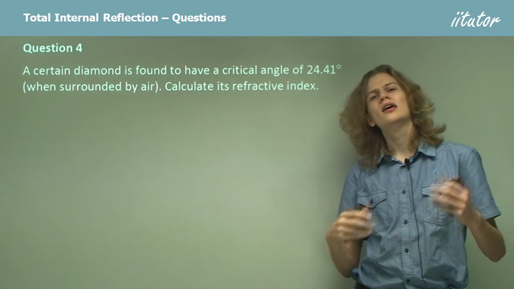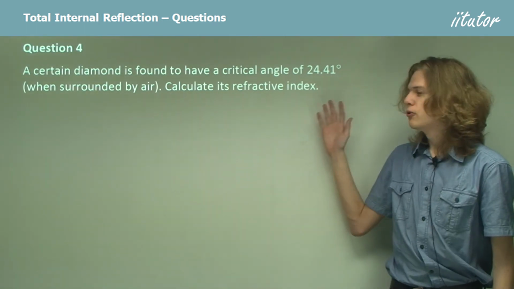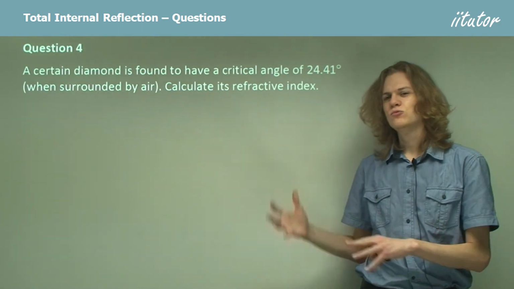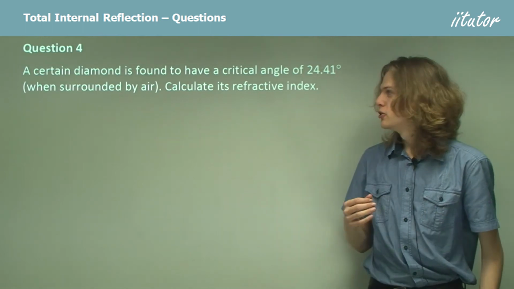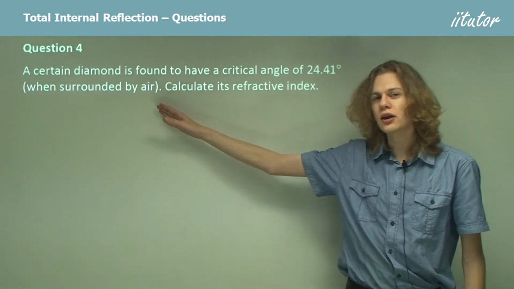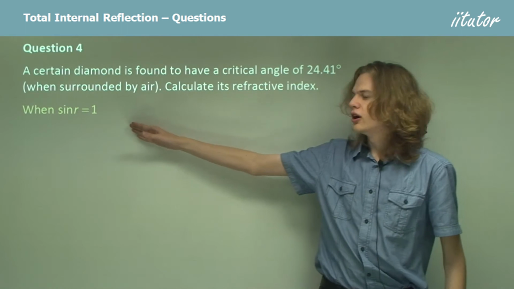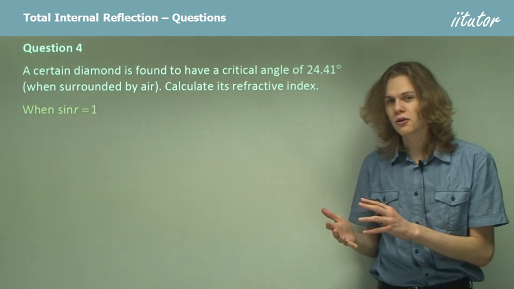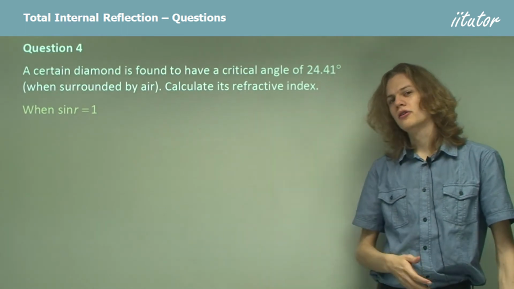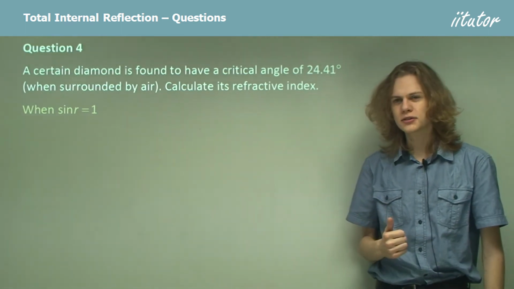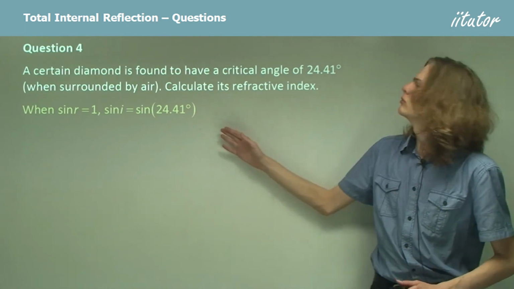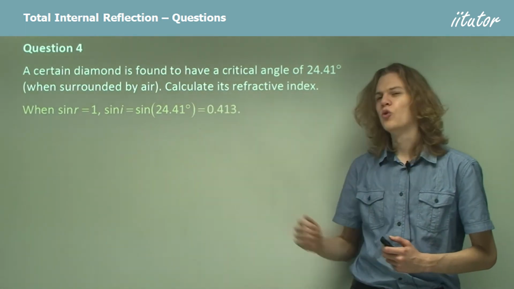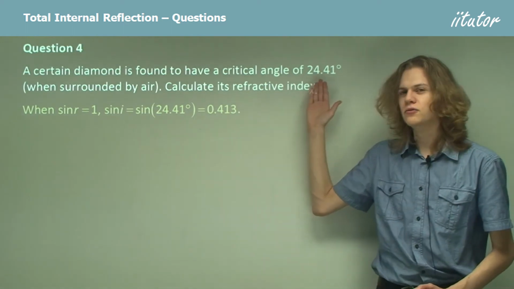Once again, we'll be using Snell's law. In this case, we already know what the critical angle is. We're trying to figure out the n1 and the n2, except we know already that the n2 is going to be that of air. We're going to be using sine of r equals 1. That is, the refracted angle is going to be the maximum refracted angle when we come in with the critical angle as the angle of incidence. The sine of this angle will be the sine of 24.41 degrees, which evaluates to 0.413, right? That's just taking the sine of this angle here.